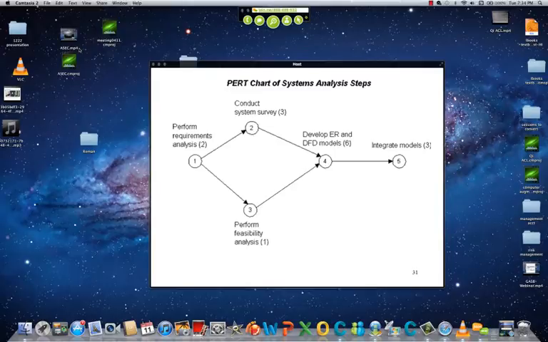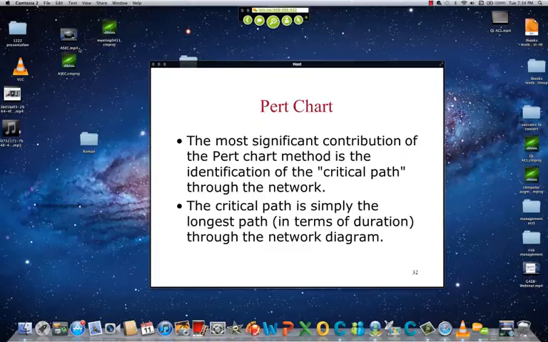So if this will take longer, this is a problem. The duration of your project will increase if there is a delay here. Guys, is this clear? Good. So this is the PERT chart.